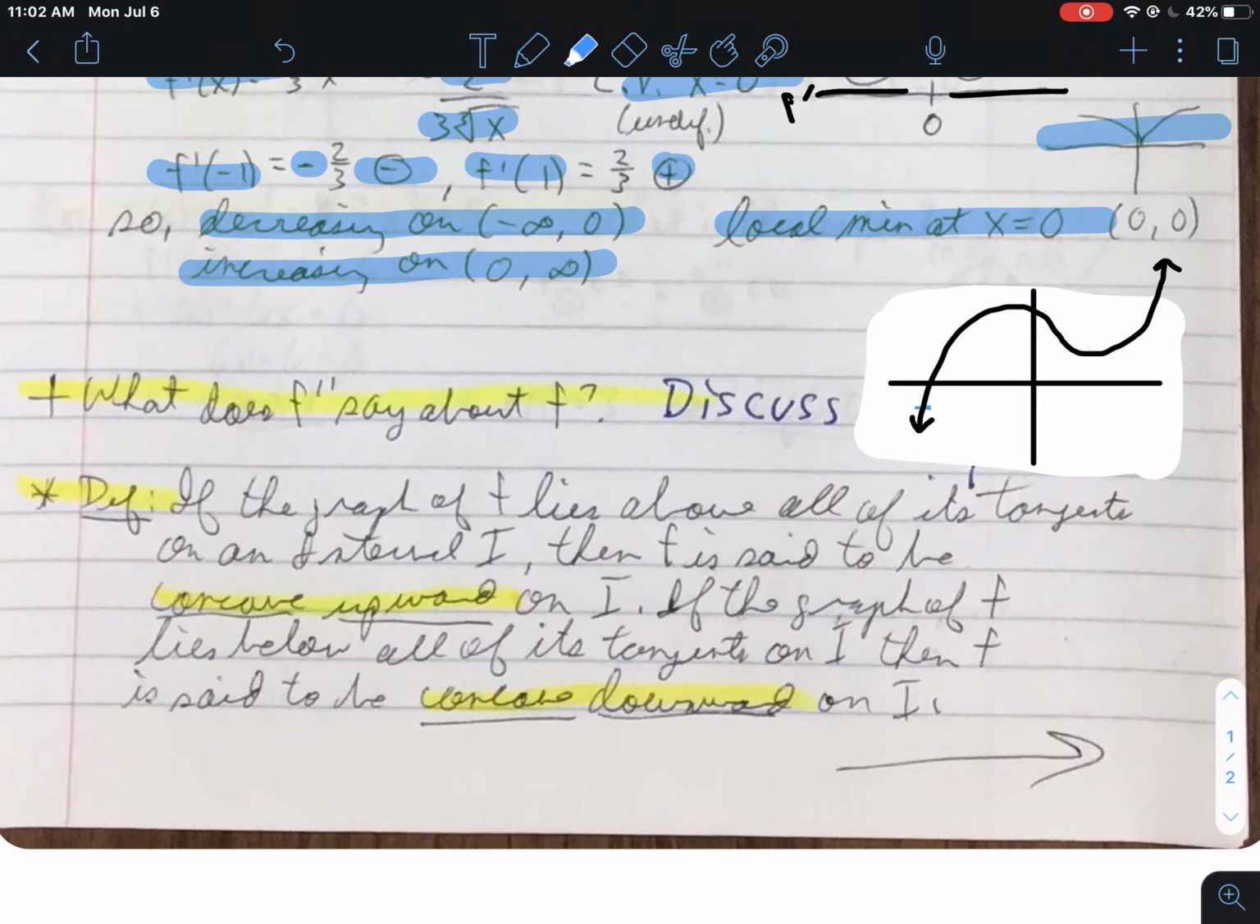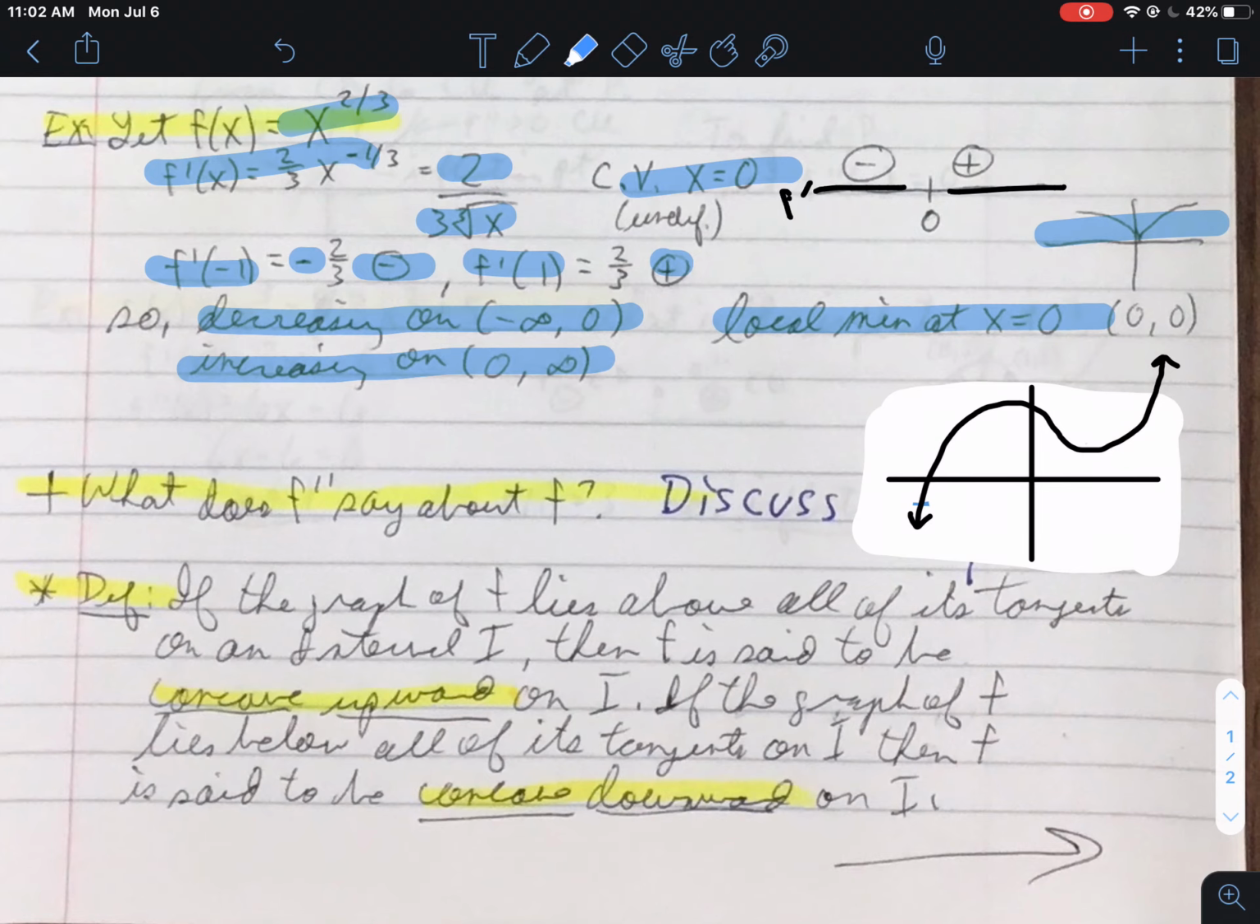Now, second derivative. I've said that we're going to bring this into it. What does the second derivative tell us about the graph of our function? What does f double prime tell us? Let's see if we can do this a little bit. As always, there's a fancy definition down here for this. We'll talk about this in a second. How about a more general observation first of all?